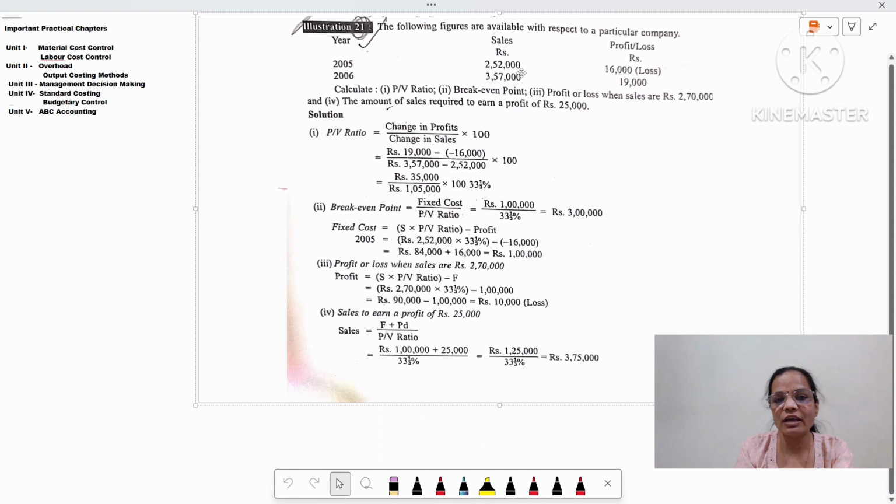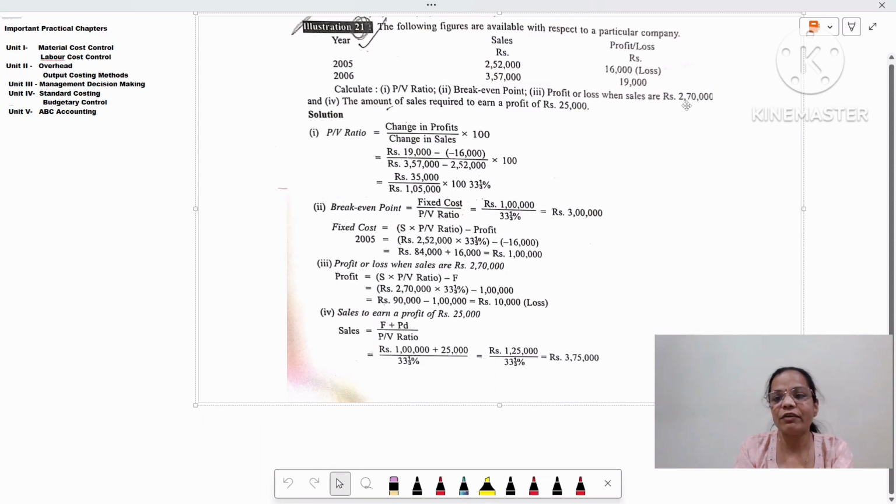So sales is given 2,52,000 rupees. PV ratio we have already calculated 33.33%, and there is a loss of 16,000 rupees in the year 2005. When we solve this, you can find out fixed cost of 1 lakh rupees. Now fixed cost is 1 lakh rupees. PV ratio आप already calculate कर चुके हो 33.33%. So break-even point is 3 lakh rupees.